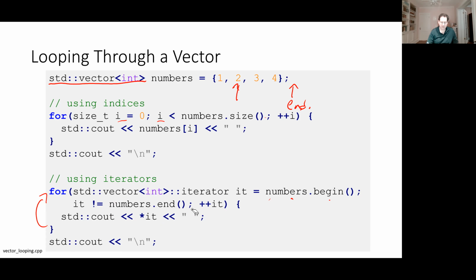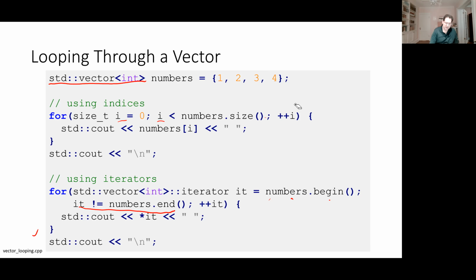I'm going to keep doing this. So I'm going to keep going through. I'm going to keep updating my iterator. And eventually I will update the iterator so that the iterator is actually here. This test returns false. The iterator is equal to numbers.end. So I break out of the loop and I'm done. Okay, so that's how I can walk through a vector with an iterator and print it out.